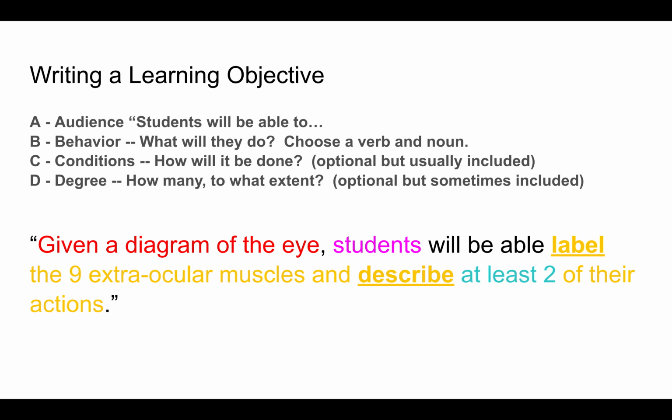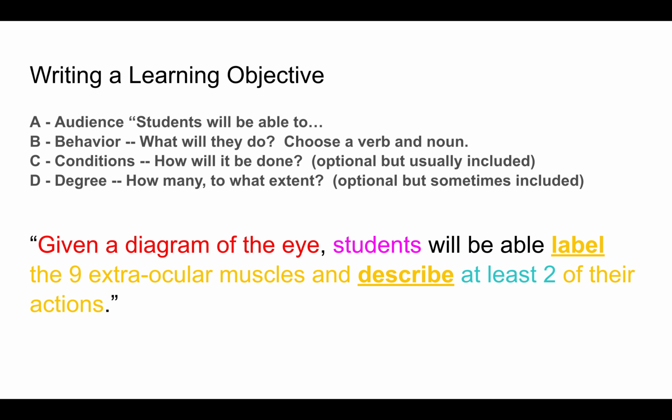Behavior then, what will they be able to do? That's your verb and your noun. Evaluate tone, right? And then a little more than that so they know what you're talking about. Conditions are how will it be done. So you could include, for example, on a Venn diagram, that might be a condition, or in a paragraph, that could be a condition as well.